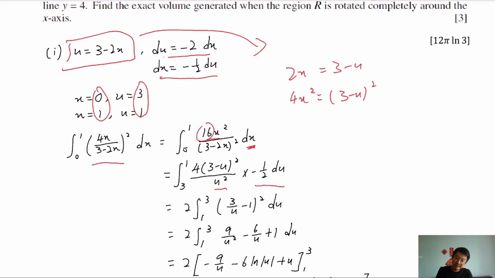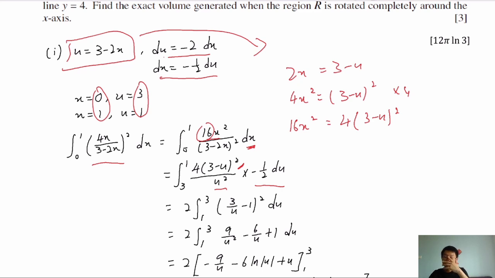But here we need a 16, so we still have to times a 4. This is why we get 16x squared is equal to 4 times (3 minus u), the whole thing squared. So this is why we actually get this numerator here. We just have to manipulate the expressions given in the substitution.